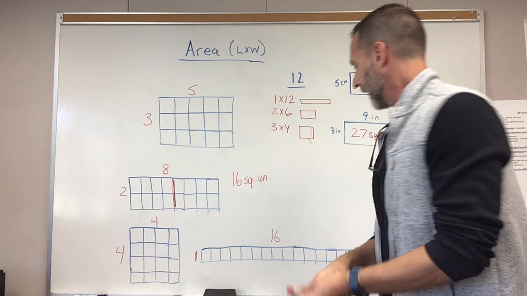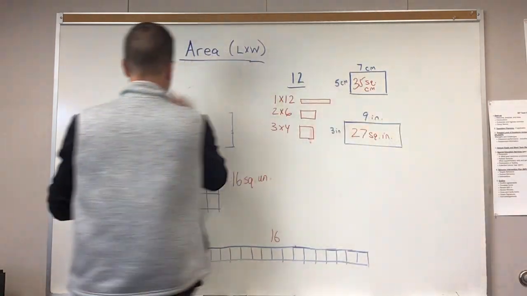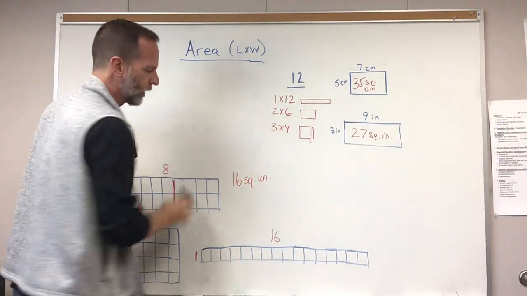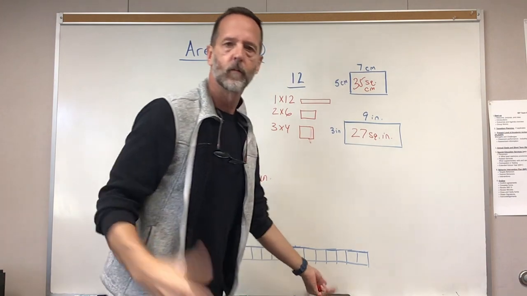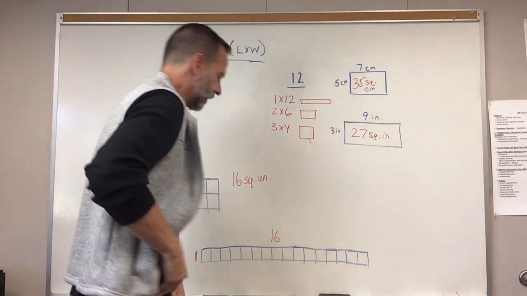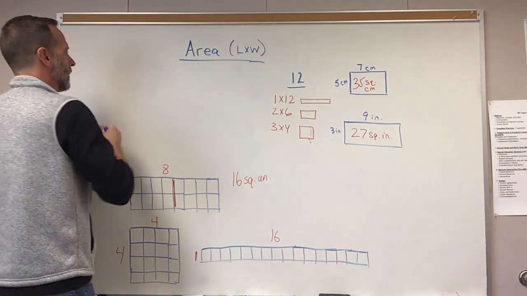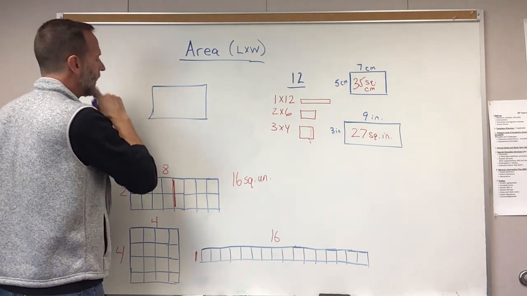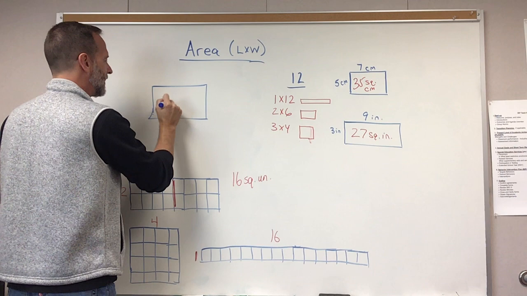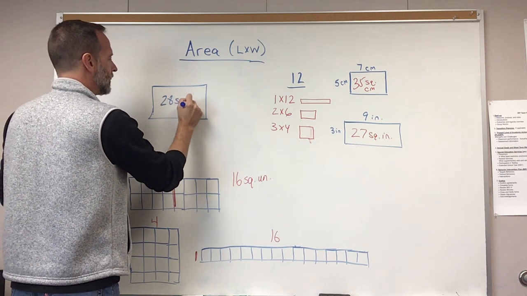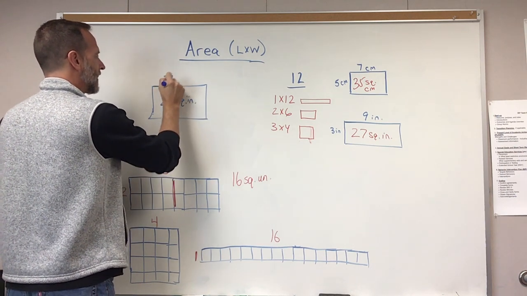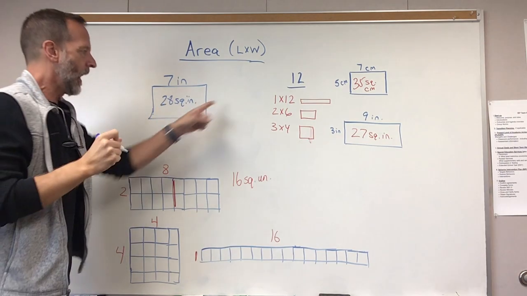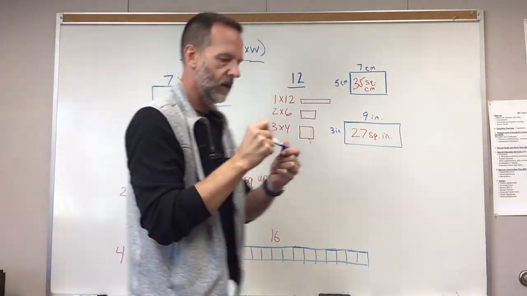Oh, you know what? I do want to talk about one other thing. So what if we knew the area and we didn't know a side? What would we do then? If I knew the area was 28 square inches, and I knew this side was 7 inches, how could I find the missing side?